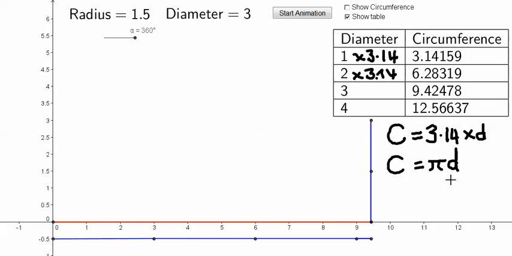Which means that if I divide this equation through by the diameter, then I get that pi is equal to the circumference divided by the diameter. Or in other words, pi is equal to the number of times the diameter goes into the circumference, which is about 1, 2, 3 and a bit, 3.14159, etc. So pi is how many times the diameter of a circle goes into its circumference.